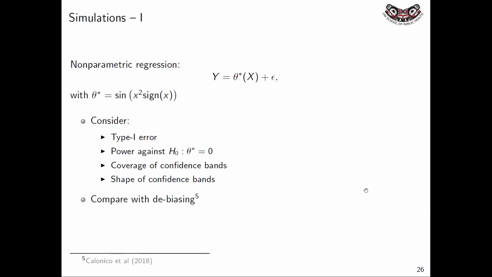Okay, so quick simulations. Here are two examples. One is the nonparametric regression example, the simple example, and there was a paper a couple years ago that looked at this problem and developed testing specifically for it. So we will compare with that approach in terms of type 1 error, power, and then coverage of confidence intervals and shape of these confidence intervals. That alternative approach was based on debiasing.